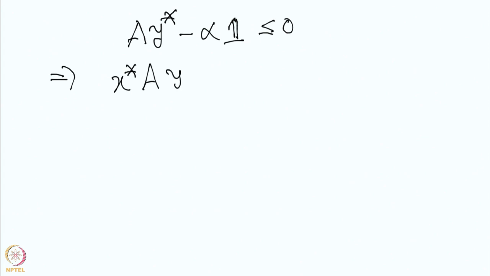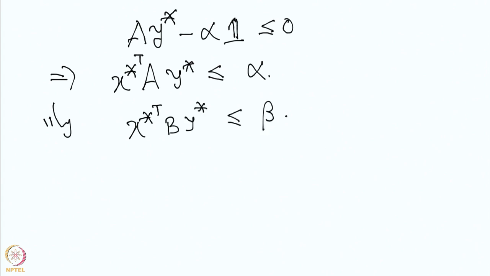First thing is, because it is a solution of this optimization problem, we have the following conditions: a y star minus alpha 1 is less than or equal to 0. This immediately tells me that x star a y star is less than or equal to alpha, and similarly x star transpose b y star is less than or equal to beta. That is the first fact that we need to show here. Then we will try to show that x star, y star satisfies the equilibrium condition.